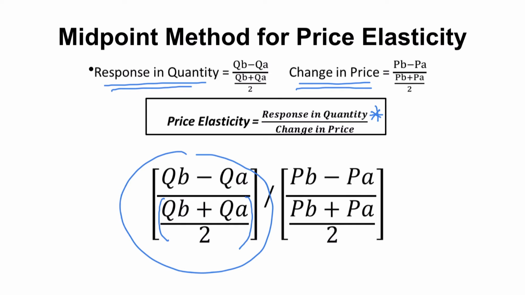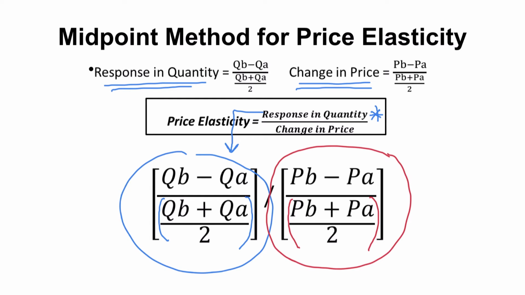The numerator is then obviously divided by the denominator, which is calculated as the price at equilibrium B minus the price at equilibrium A divided by PB plus PA divided by 2. So therefore, we can see that the response in the quantity is captured by the numerator, and the change in the price is captured by the denominator. So we're able to quantify the responsiveness of quantity demanded or quantity supplied to a price change as we move to the new equilibrium point.